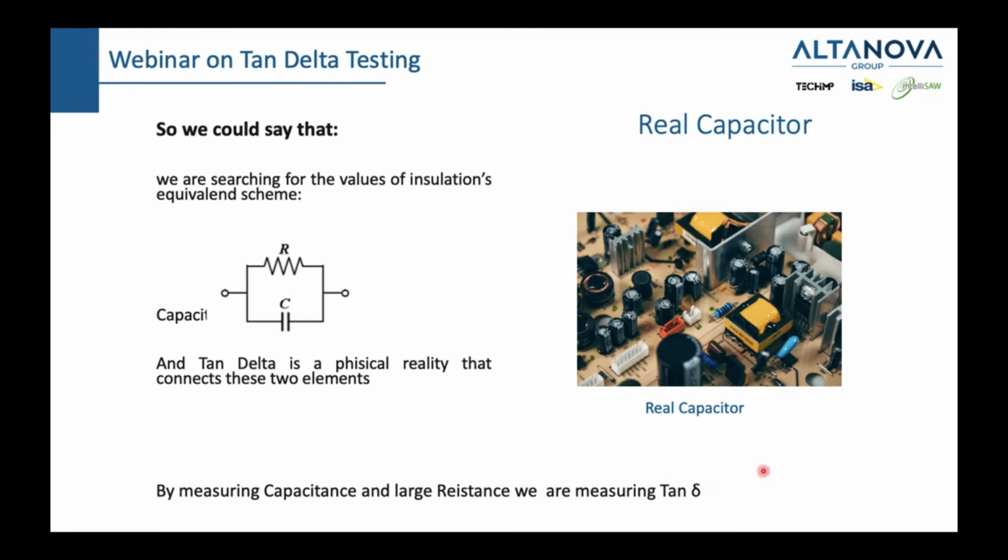This is also the answer to the question why, when we measure tan delta, we also get the capacitance as a result. It is because of this. We might not pay too much attention to it, but it is there.